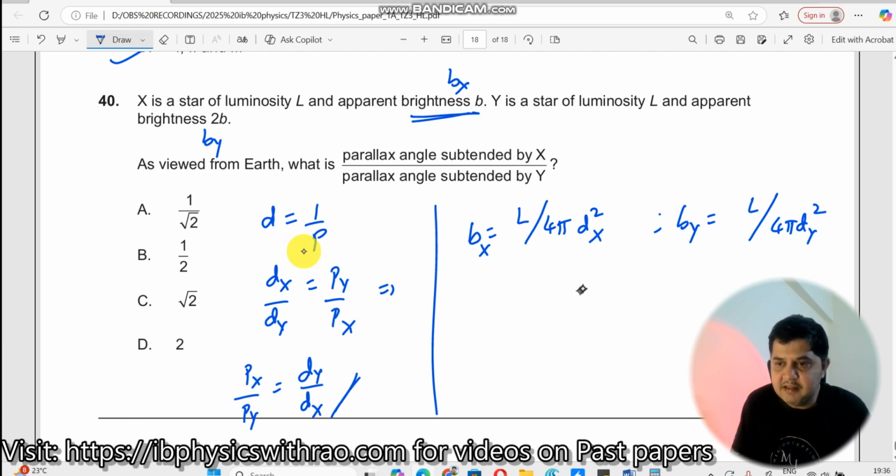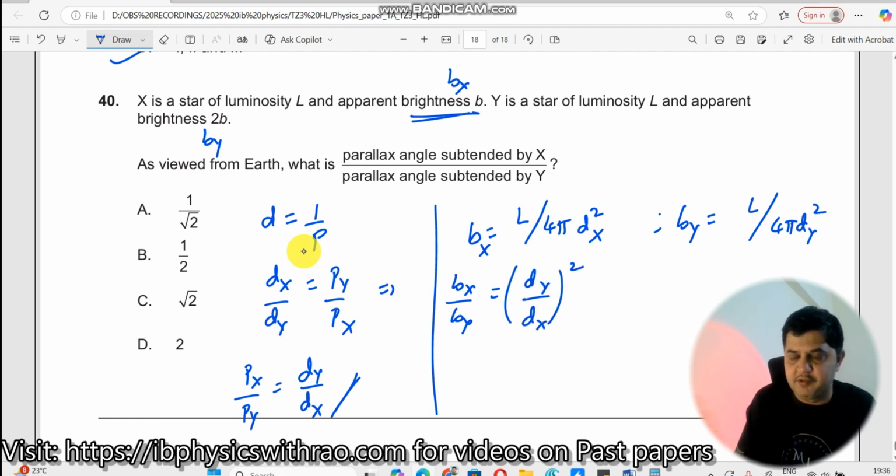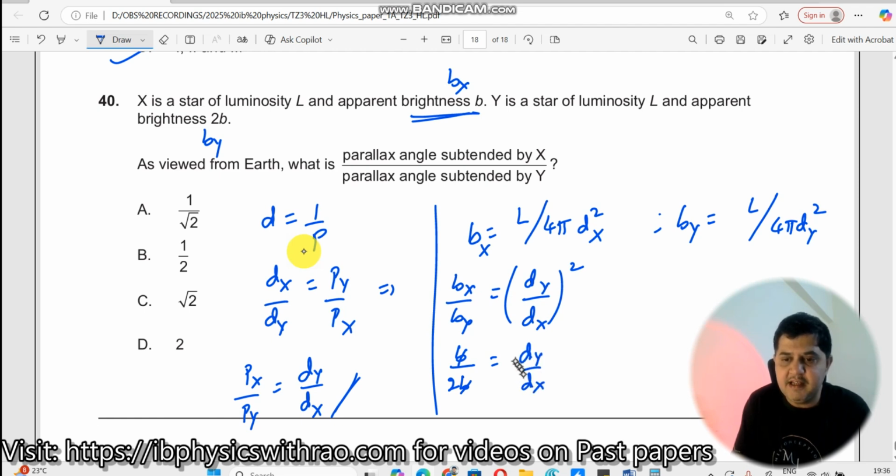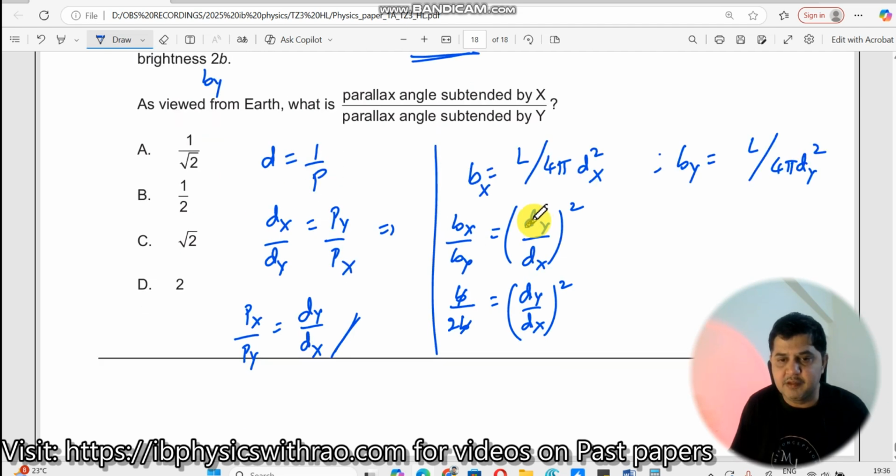I will take Bx first. Bx by By, if I take here, what do I get? I get dy divided by dx the whole square. You do the math, I'm not doing this one. So in other words, what is Bx by By? Bx is B, and By is 2B. So the B goes away, which should now be equal to dy by dx the whole square.